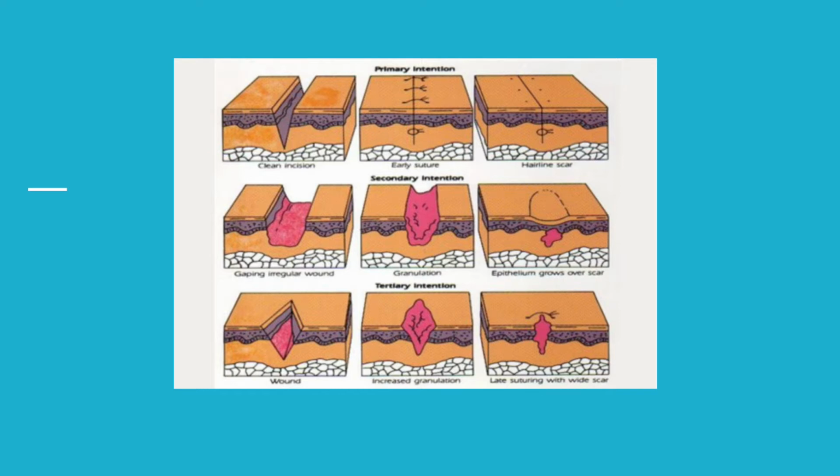Now let us look at tertiary intention, or delayed primary closure. It is a combination of secondary and primary intention, whereby the wounding has occurred and the wound is left open to ensure there is no evidence of infection or presence of any foreign bodies, and to allow granulation tissue to form as well. Then over time, the wound is closed with suturing, followed by scar formation over time.